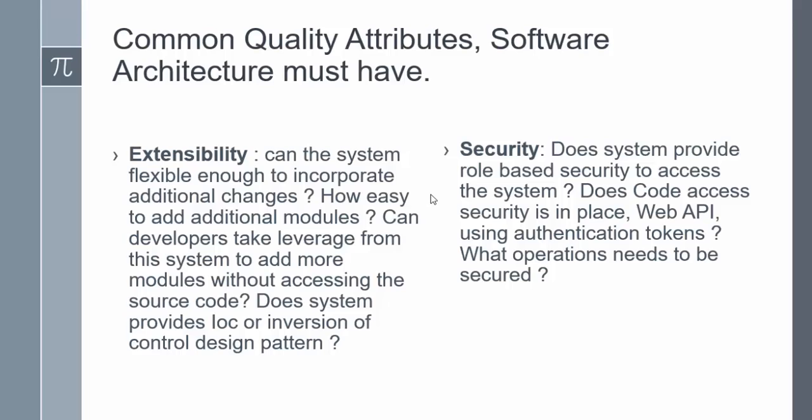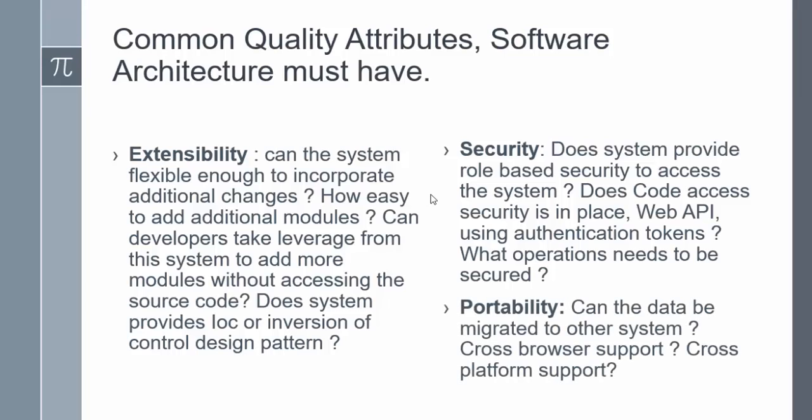Then comes security. Does the system provide role-based security to access the system, or is code access security in place? Code access means web APIs using authentication tokens. Some of the web APIs should be authenticated for particular users, and some of the web APIs are not. All of these points should be considered and taken care of at the time when you are designing the software architecture.